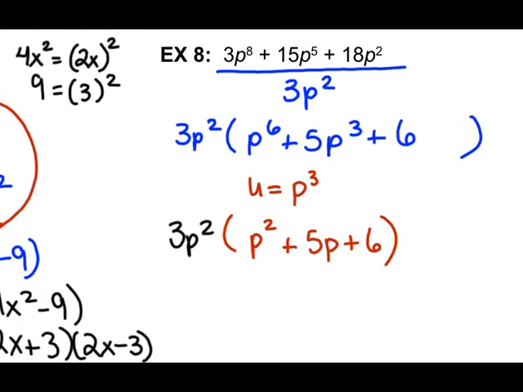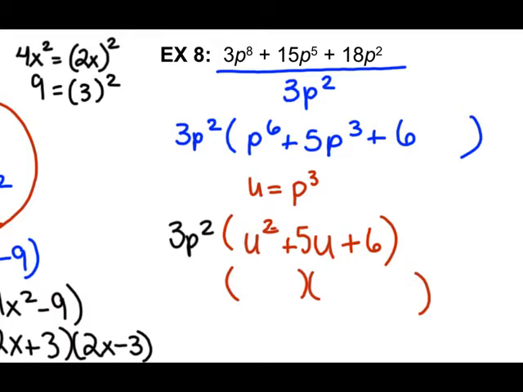Wait, I have a problem. That's not supposed to be a p, that's supposed to be a u. So I need to change that, so I can have something that has 2 different variables in it. Now I factor what's left over, factors of 6 that give me 1. Wait, was it 1? No, it wasn't 1. It was 5p cubed, so it's 5u.